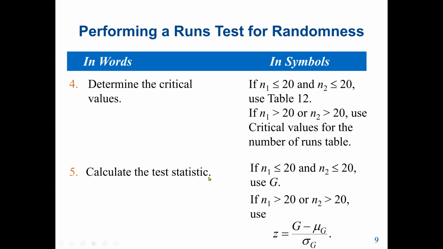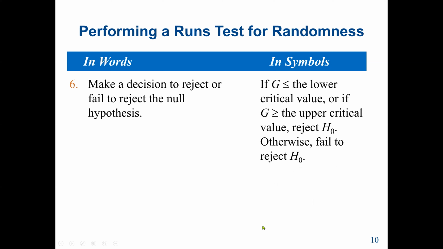Now for the test statistic, we saw two ways. If N1 and N2 are less than or equal to 20, then we use G. G is the number of runs. But if N1 is greater than 20 and N2 is greater than 20, then we need to find a Z, and we use the standard normal table. Then we already have the critical value. We know the rejection area and also the accepted area. So once you find the test statistic, based on whether its value is greater or less than the critical value, we may determine whether to reject or accept.